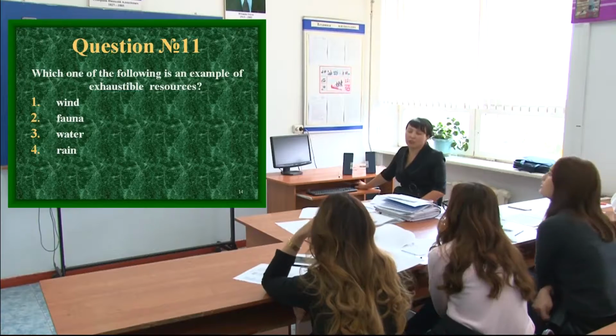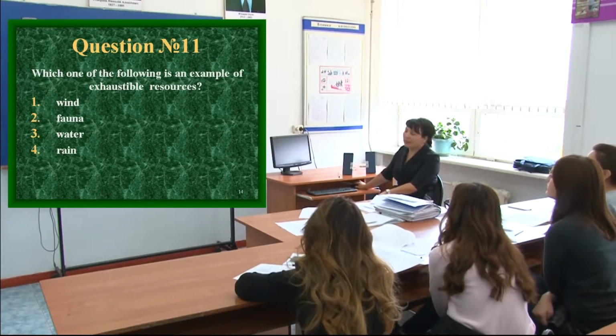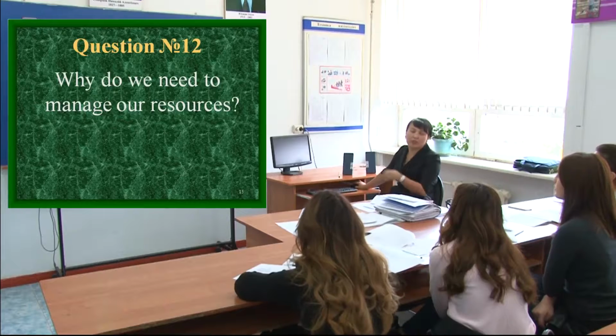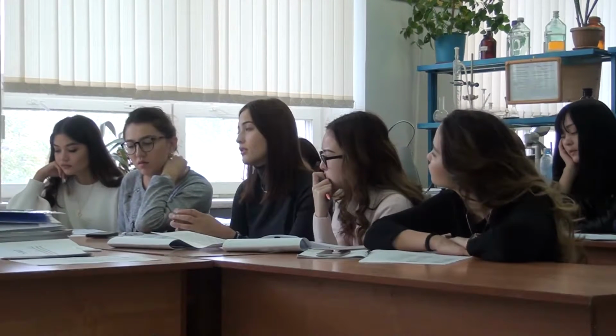Question number 11. Which one of the following is an example of exhaustible resources? Wind, fauna, water, rain. Fauna. Yes? And question number 12, why do we need to manage our resources? For to save them for the next generations, because the number of people is more and more year after year. So we have to keep them sustainable for the next generation. Yes, we must think about the next generation, yes.